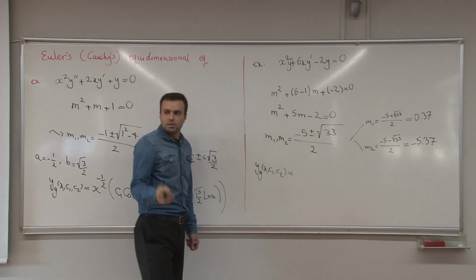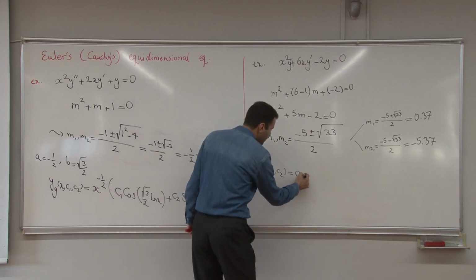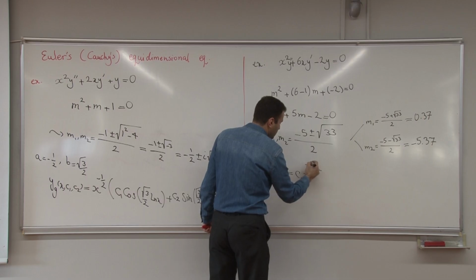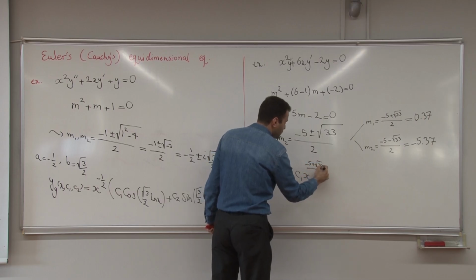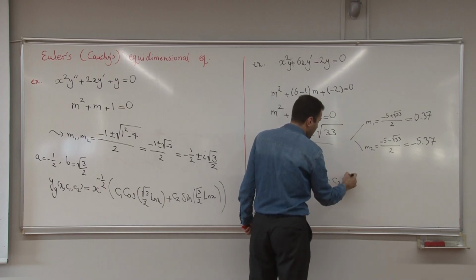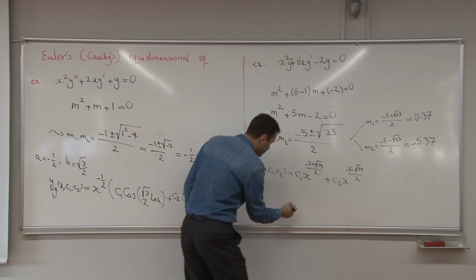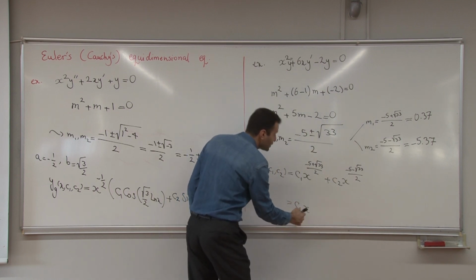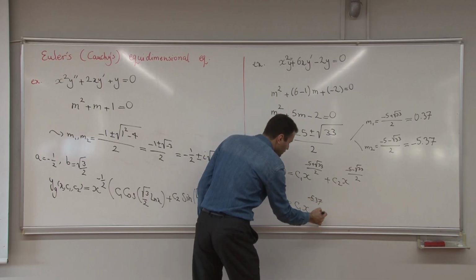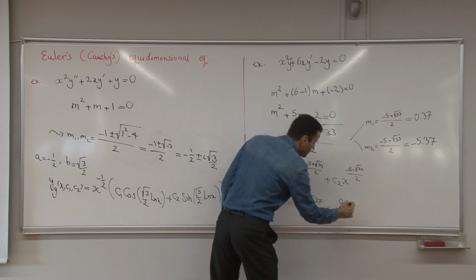y(x) equals C1 times x to the power of m1, C1 x to the power of (minus 5 plus the square root of 33) divided by 2, plus C2 times x to the power of m2, which is (minus 5 minus the square root of 33) divided by 2. You can also write it as C1 x to the power of minus 5.37 plus C2 x to the power of 0.67.